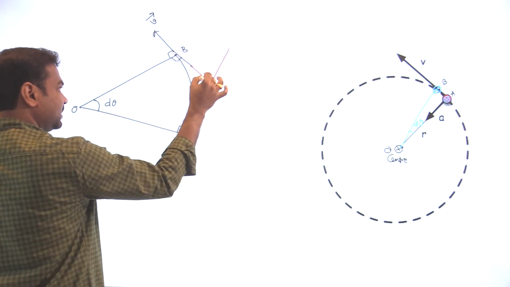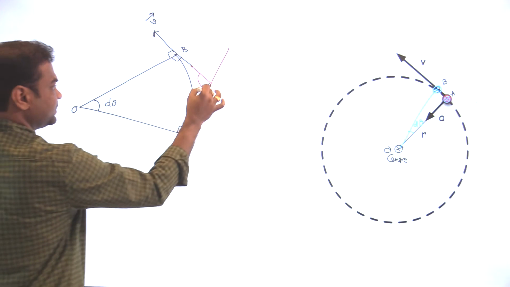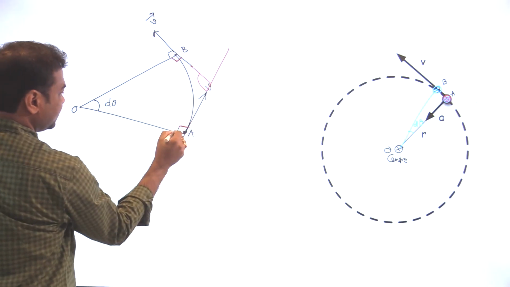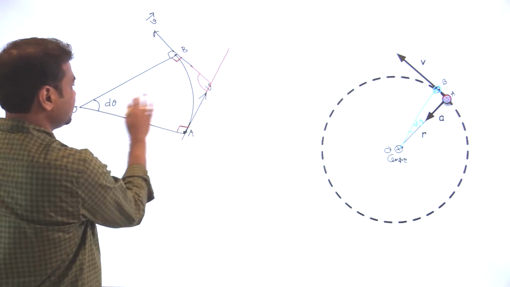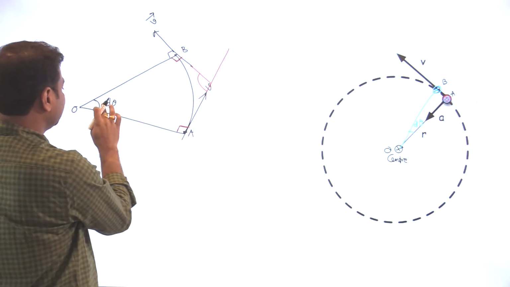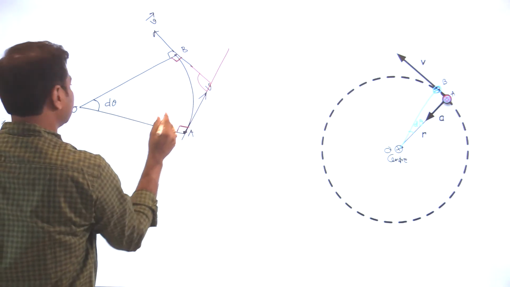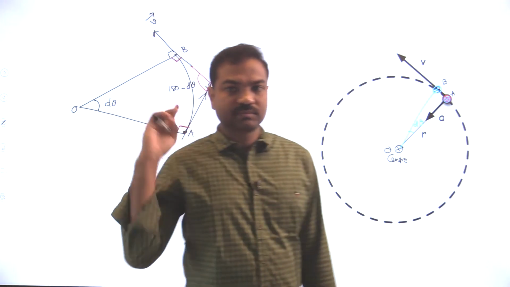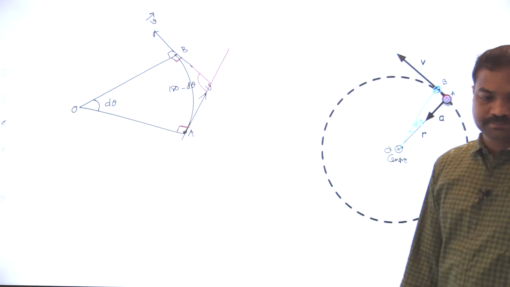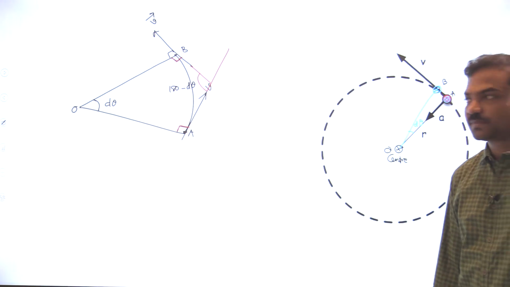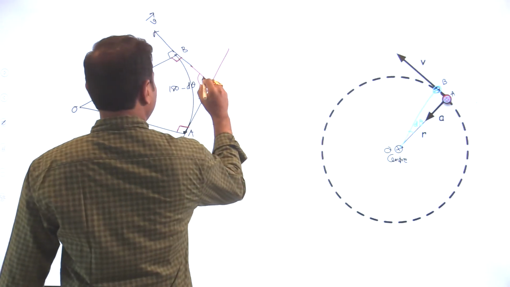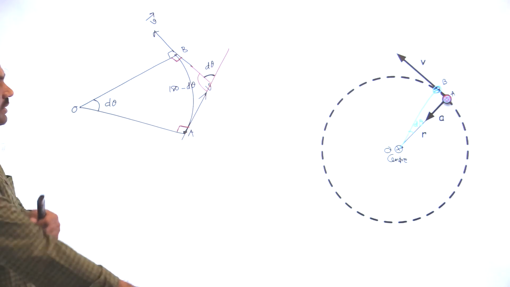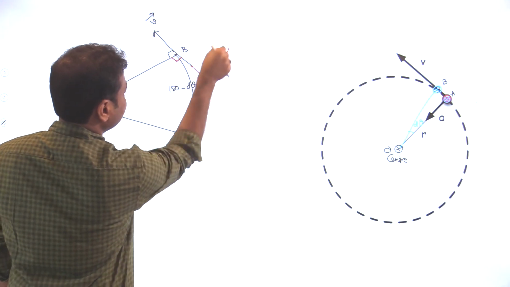If I extend this line, what is the angle between these two lines? This is 90, and this is also 90. Opposite angles will add to 180. So it's some quadrilateral. This is d theta, then this angle goes to 180 minus d theta. Opposite angles should be 180. Geometry we are using. Okay? That means the angle between these two lines should be d theta.